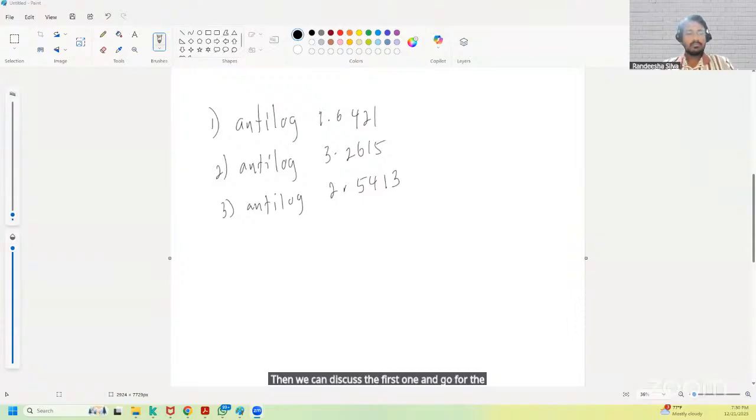Sir, can you repeat the second exercise again, please? The exercise is to find these using the logarithm table, and these are the activities. One, two, three. These three.